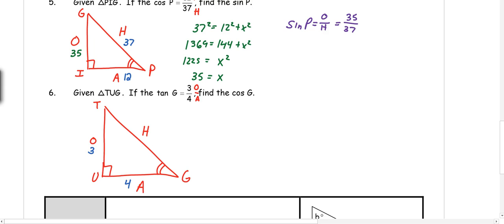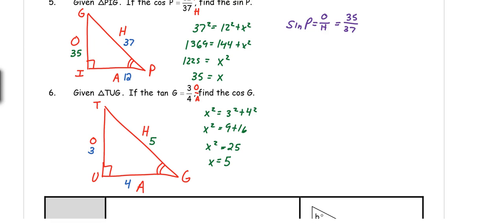Before I can find the cosine, I again need to know my missing side. So hypotenuse squared equals legs squared plus legs squared. X squared equals 9 plus 16. X squared equals 25. So x is 5. So my hypotenuse is 5 in this case. Then I can find my cosine of G. Remember that cosine is adjacent over hypotenuse. So 4/5.